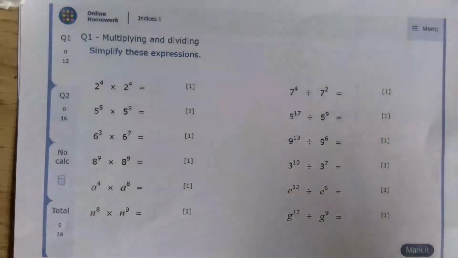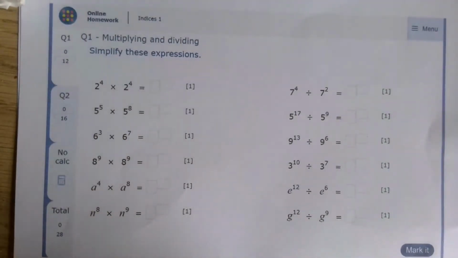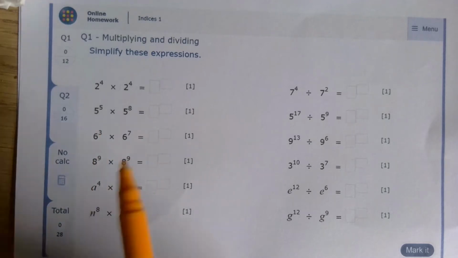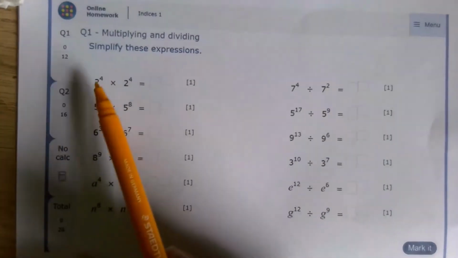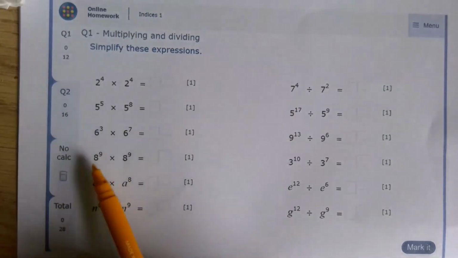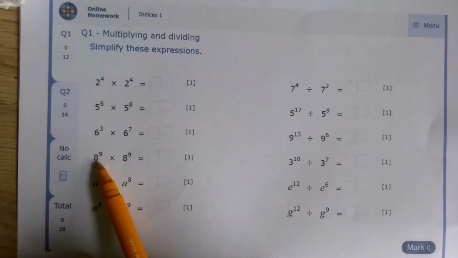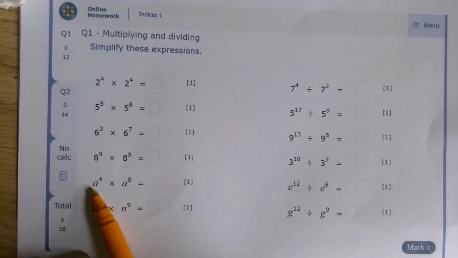So let's have a look at the first law of indices, which is to do with multiplying. So we have here 6 expressions with 2 terms in each, and the 2 terms are being multiplied. Now when I talk about the parts of each term, I'm talking about the index or the power, which in this case is 4, and the base number, which in this case is 2. Down here the index is 9 and the base number is 8. Down here the index is 4 and the base number is A, because we don't know what it is.